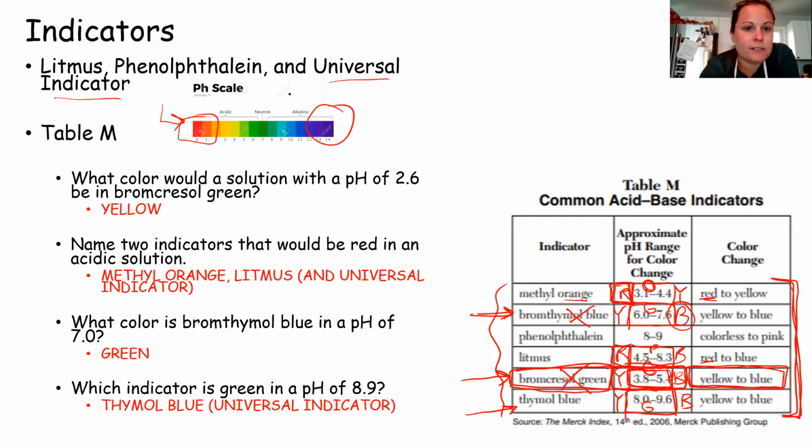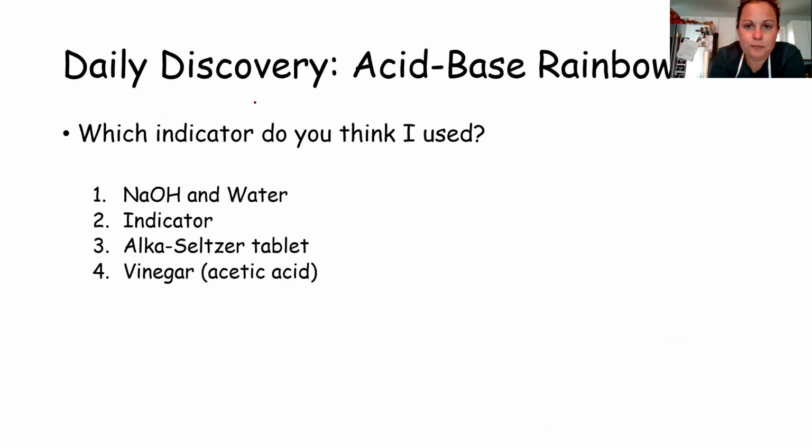If you're using universal, I would also have accepted that, because in a pH of about 8 to 9, it's a greenish blue. Okay, moving on from indicators, I just want to remind you of the things that I added in the daily discovery.